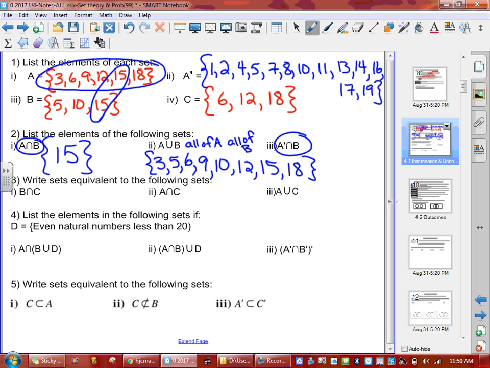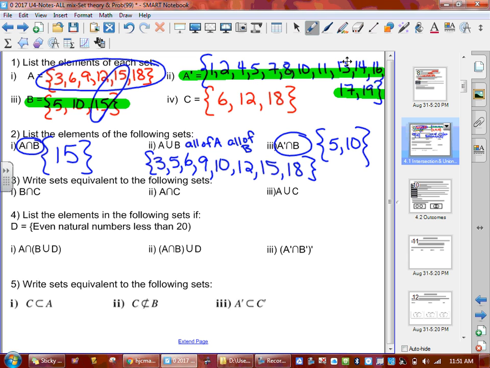What does the third symbol refer to? A prime and B. The intersection of A prime and B. So now I'm looking between A prime and the B. What do they have in common, if anything? The 5 and the 10. So they have two numbers in common. They've got a 5 and a 10.